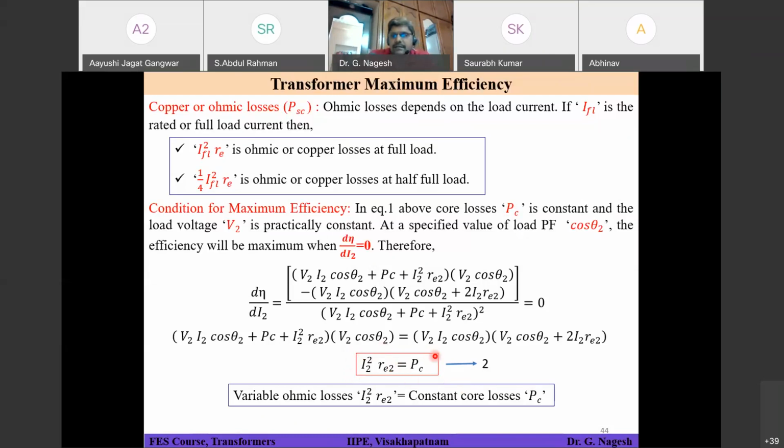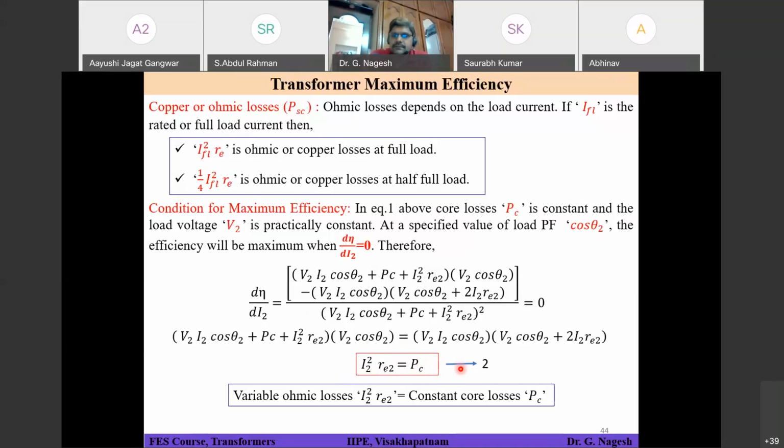So the condition for maximum efficiency: if you are operating at some current, core losses are fixed. Whether current is flowing or not is immaterial to that. So that value, the core loss, is fixed. But if you set your load such that the current flowing produces a loss, I2 square RE2, which is equal to the core loss, in that scenario you are going to get the maximum efficiency. That means output power by input power is going to be maximum at that condition.